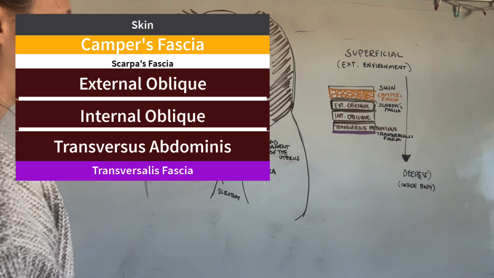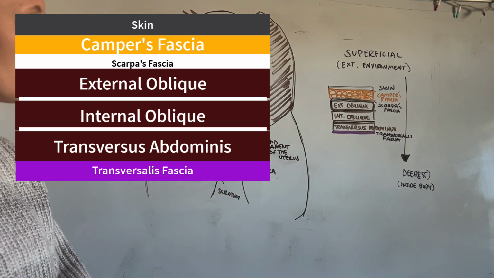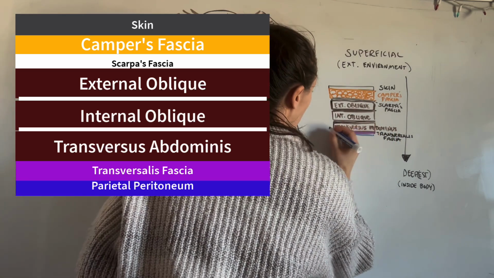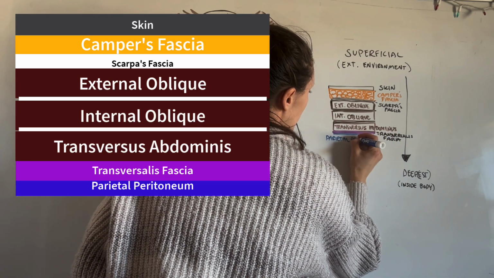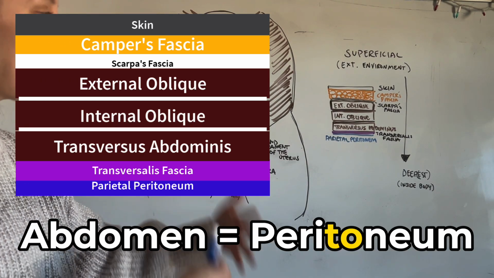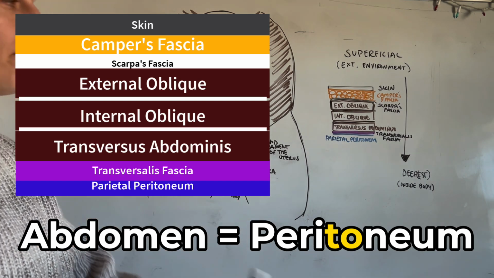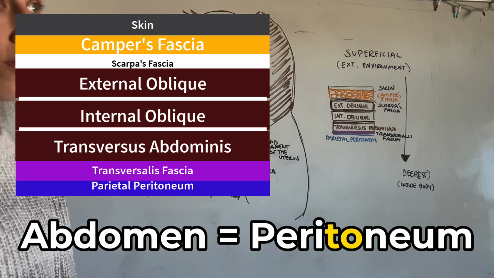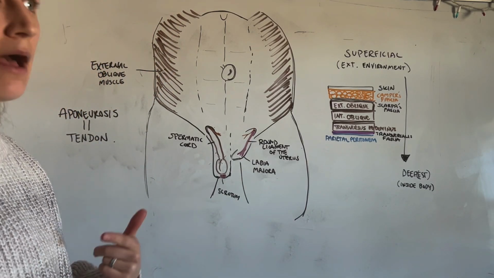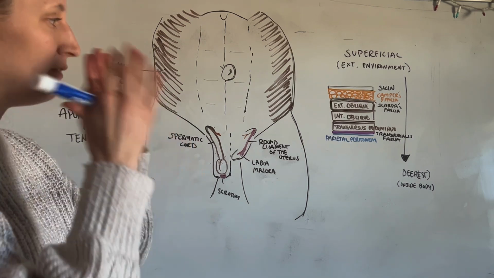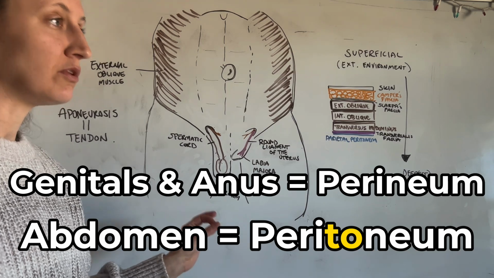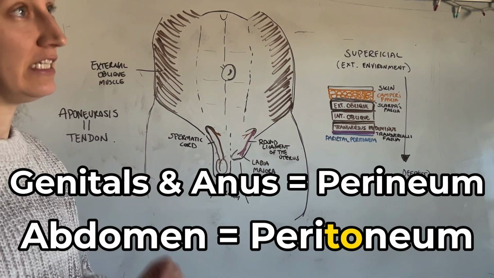Underneath our transversalis fascia, and very hard to distinguish from transversalis fascia, but possible in theory, is parietal peritoneum, the internal lining of your abdominal cavity. The abdominal cavity is also known as the peritoneal cavity. Abdomen and peritoneum mean the same thing. And it is annoying because there's going to be a lot of perineum-ish words coming up. So we need to make sure we have them separate and we understand which is which. Peritoneum, abdomen. Perineum, that's where your genitals are. Different stuff. Very similar names.